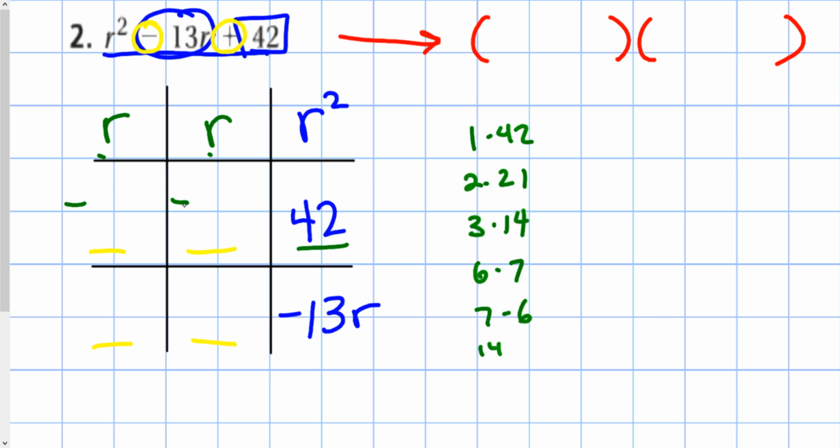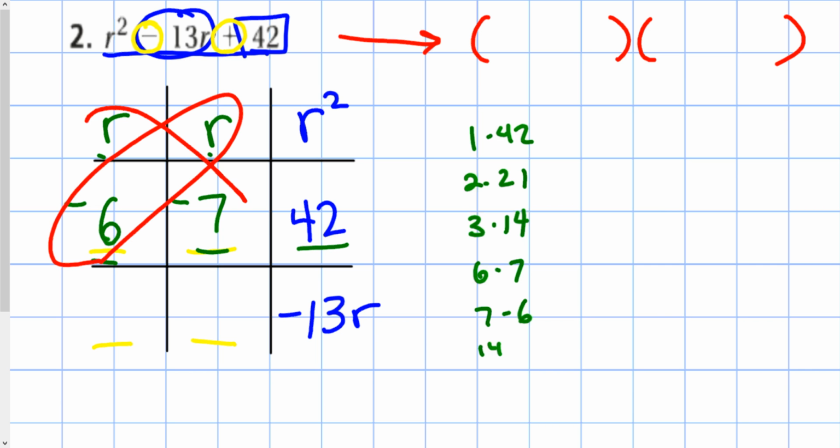So I'm just going to guess. Now you could guess 1 times 42, 2 times 21. I'm just going to guess that it's 6 times 7. Negative 6 times negative 7 is positive 42. That works. And now I check the cross multiplication. R times negative 6 is negative 6r. R times negative 7 is negative 7r. And when I add those two together, I get negative 13r. So it works. So I've figured out all the work in the table.